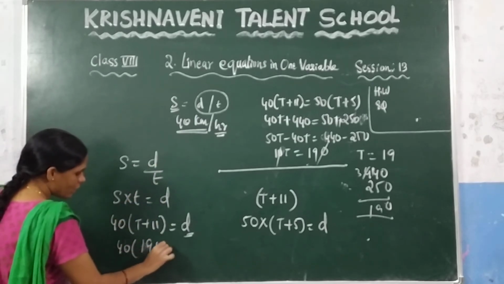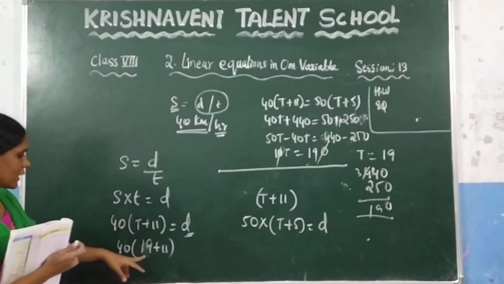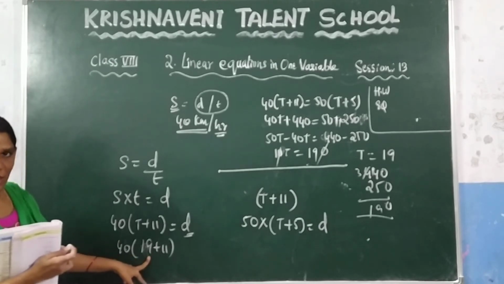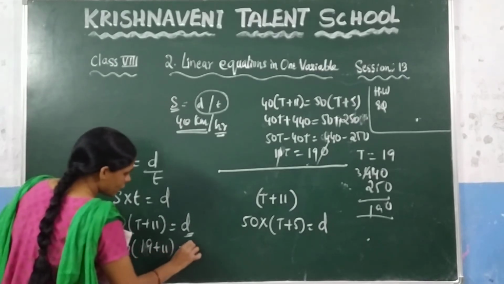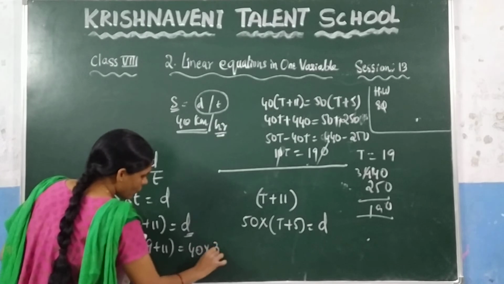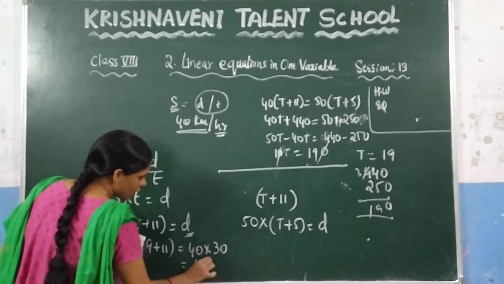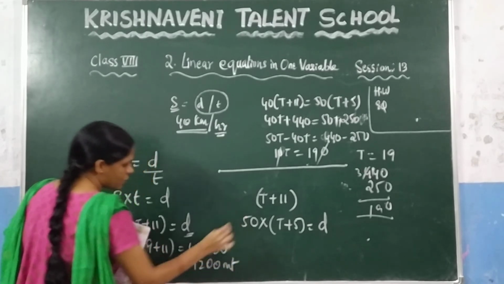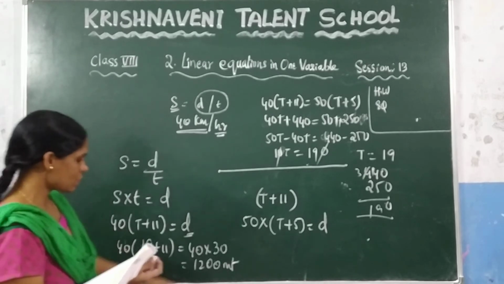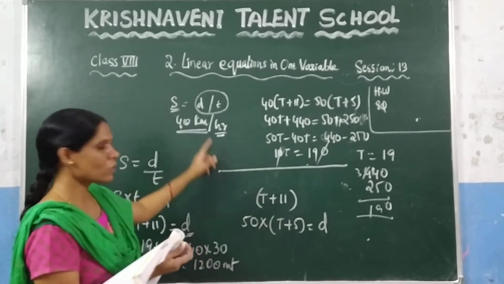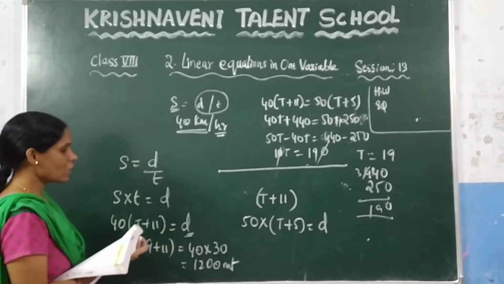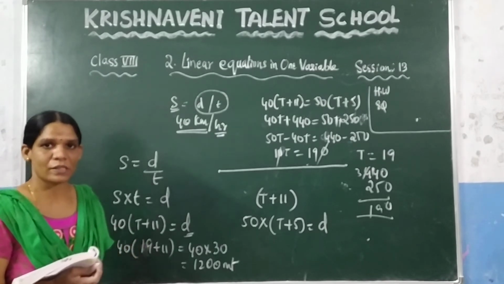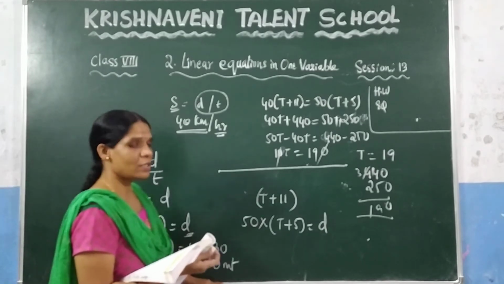19 plus 11. What is the value of 19 plus 11, which gives you 30? So here you will get 40 into 30. What is the value of 40 into 30, which is 1200 meters. And you know that the distance here is in meters since it is given in kilometers. So the total distance travelled by the train is 1200 meters.